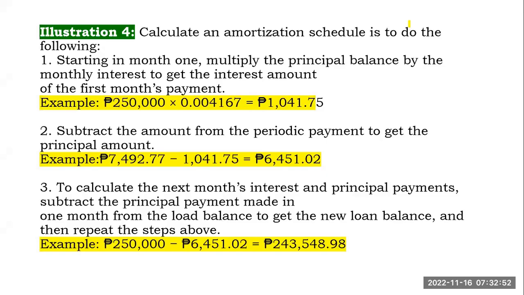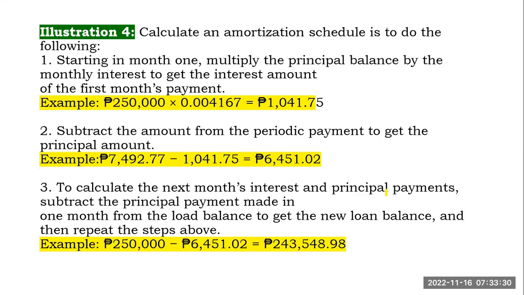Now, to calculate an amortization schedule is to do the following. Number 1, starting in month 1, multiply the principal balance by the monthly interest rate to get the interest amount of the first month's payment. So, example, dun sa period 1, kasi we have 36 monthly payments, so 36 periods. So, period 1 to period 36. So, of course, mag-start tayo kay period 1. Pero pwede nyo din namang ilagay, kagaya nung ginawa ko sa table na sinend ko.